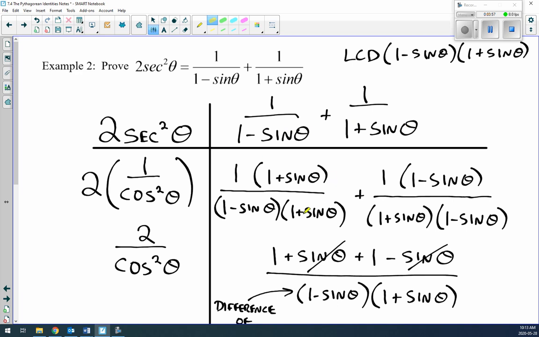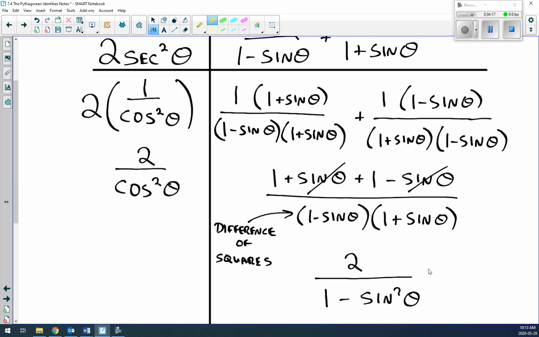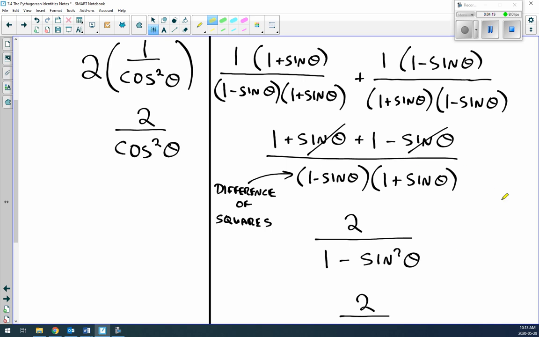So what you do is you multiply both sides. This one is missing the 1 plus sine theta, and this one is missing the 1 minus sine theta. So multiply by that, and then we can combine the bottom. And what do we do on the top? Well, 1 times 1 and 1 times sine theta. That's just the distributive property. Plus 1 minus sine theta.